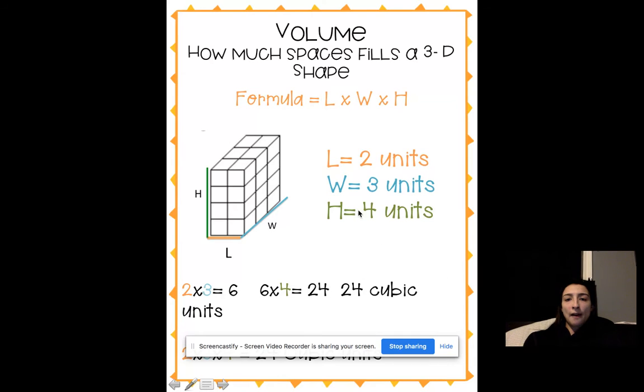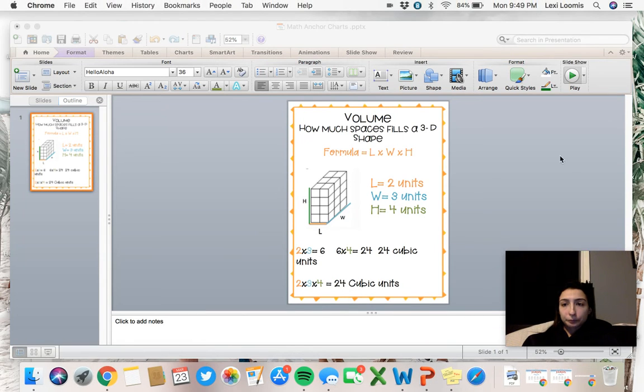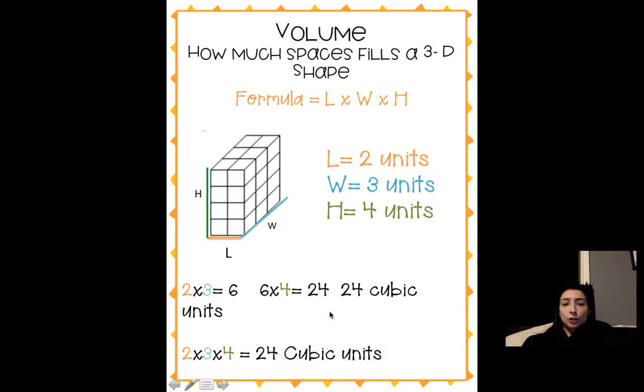And then I also have my height. That is how tall something is. So I have 1, 2, 3, 4 units. Once I've identified my length, my width, and my height, you just have to multiply the 3 numbers together. I'm sorry, there are 2 ways to do this. You could break it up into 2 multiplication problems, or you can have it as 1 multiplication problem. Either way, whatever way your brain thinks is fine.